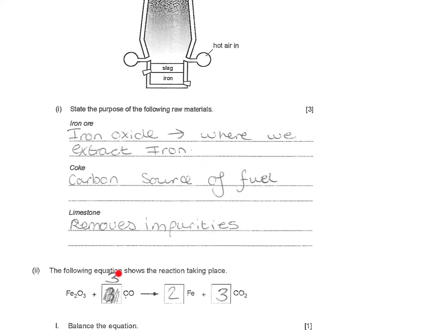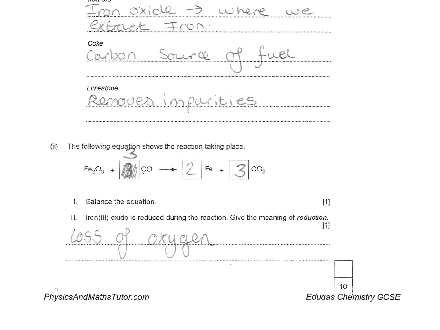Okay, a bit of a more complicated balancing equation, but you could get 1 mark for looking at that and seeing that there were 2 irons on this side, so I need 2 irons on this side. Okay, 4 oxygens on this side, 2 on this side, so it becomes a little bit more difficult. But if you times them both by 3, you end up with 6 on this side and 6 on this side. Okay, iron oxide is being reduced. What does that mean? The loss of oxygen.